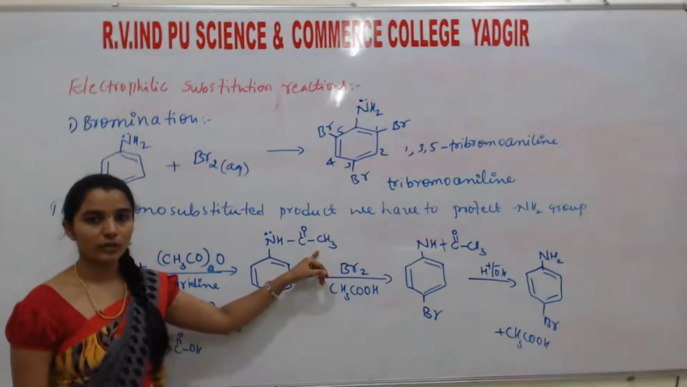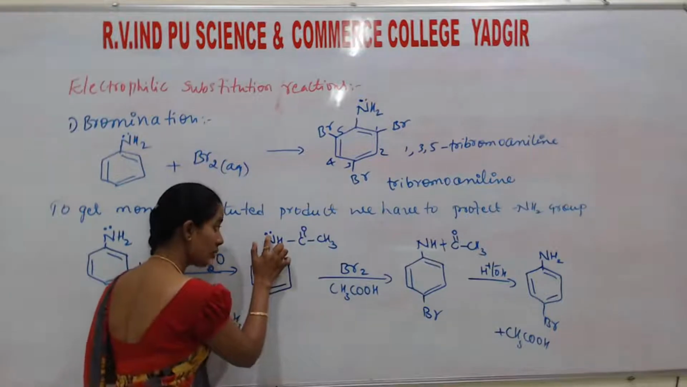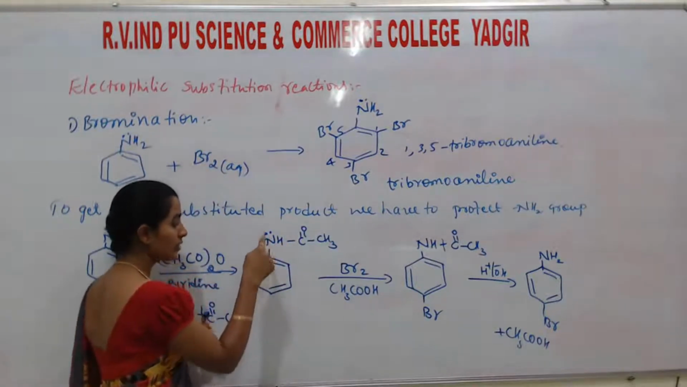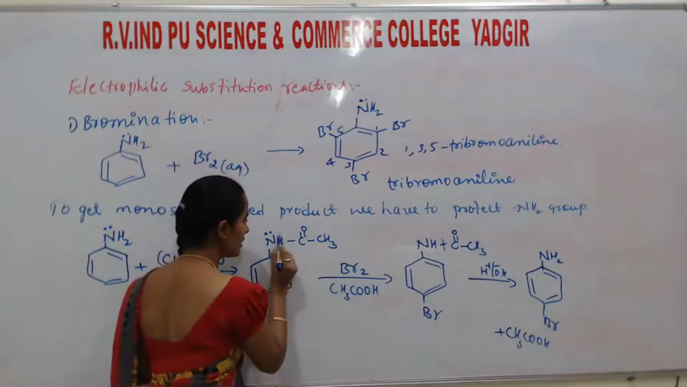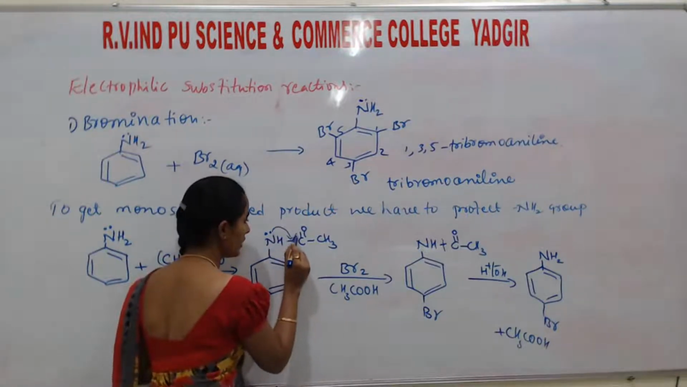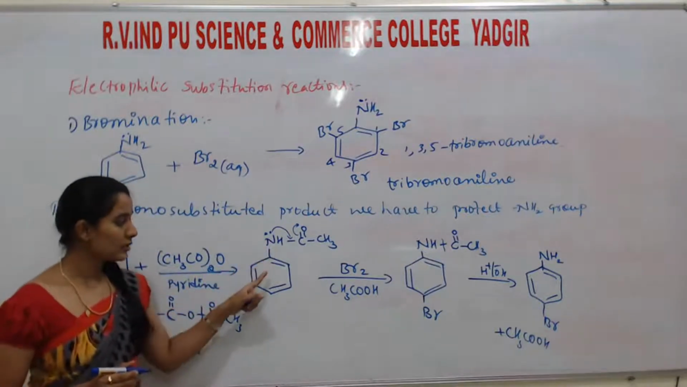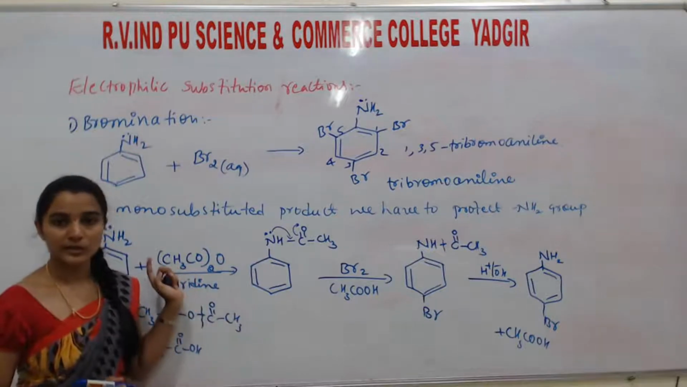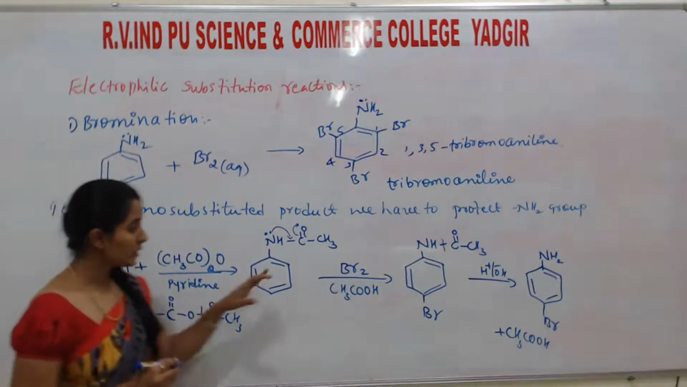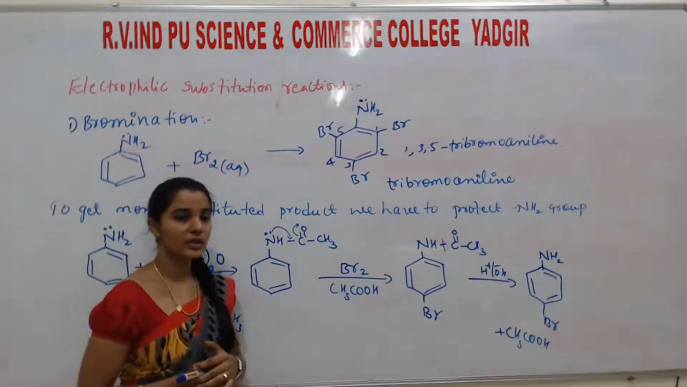Amide they will form. Okay, so here what happens students, by the formation of this, these lone pairs of electrons, instead of being involved in this resonance, are involved in resonance with this carbon atom. Means this is involved here, this is involved here. That means the lone pair of electrons is not available for this benzene ring to exhibit resonance. Understand? So once it is protected, then it is treated with bromine water in presence of acetic acid.